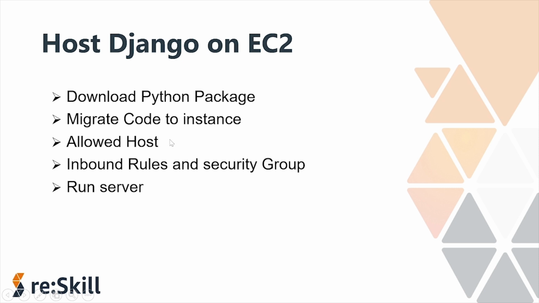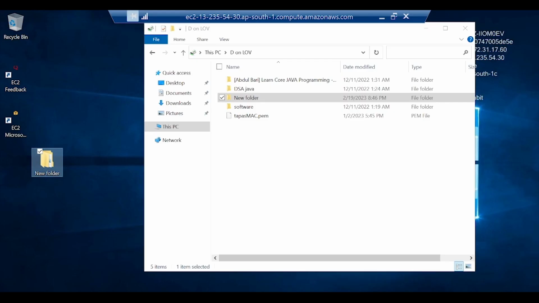Now what's the next step? We have to allow our host. The thing is, Django only allows our local host to host our application. For another host, like if I wanted to host my application from another machine or from the EC2, we have to allow that host in my settings. So how are we going to do that? Let's see.